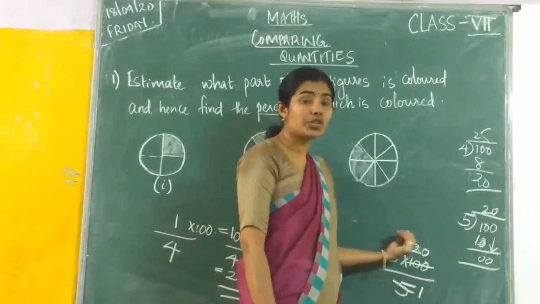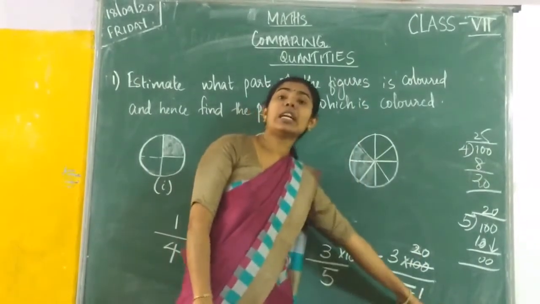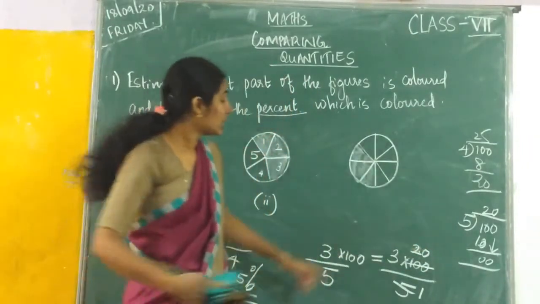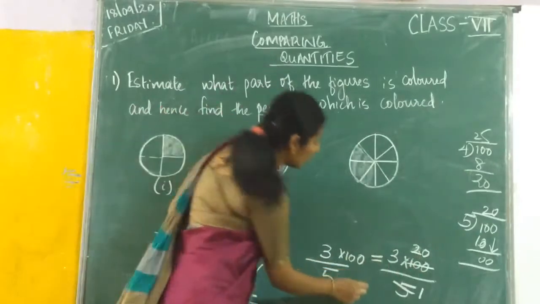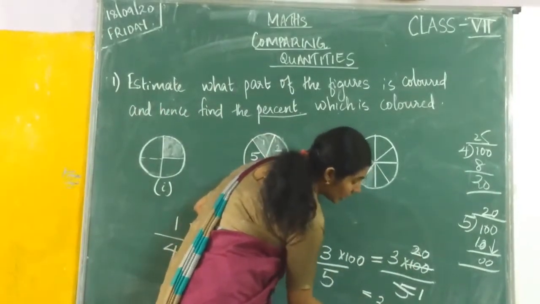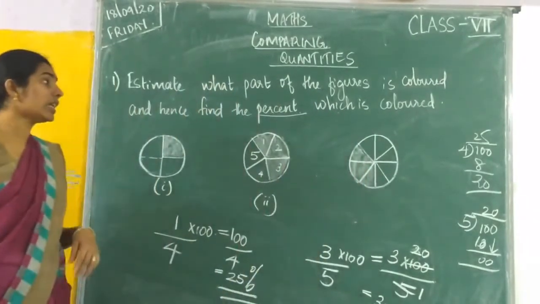100 you can divide by 5. What will you get as the quotient? 20. 5 when you divide by 5 you will get 1. So when you do the cancellation, what will you get? 3 multiplied by 20. What is 3 multiplied by 20? That is 60. So how much percentage is colored? 60% colored.